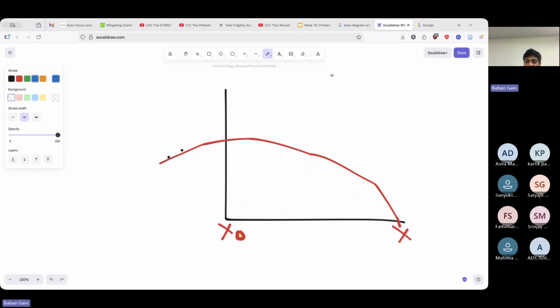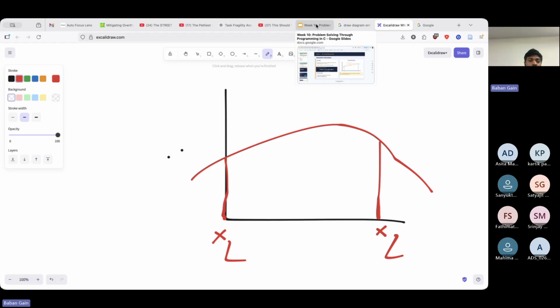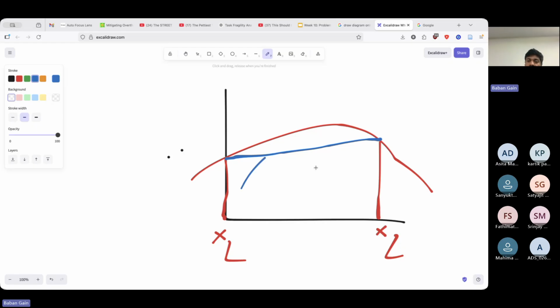Okay, let me draw a different line for simplicity. Let's assume this is the line we are talking about, and this is x2, and this is x1. All right. So the approximate method is you simply draw a line from this point to this point, and you calculate this area, because you know trapezium or trapezoid area is very easy to calculate. There is a simple formula, and you just ignore this part. This part is ignored.